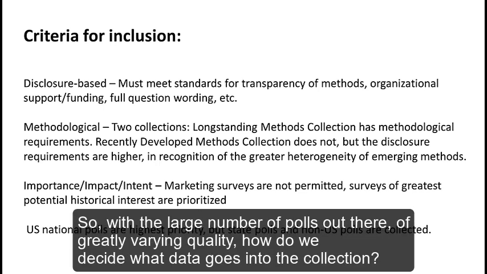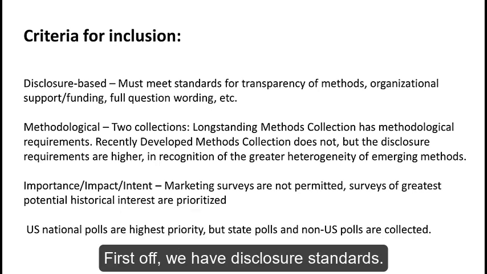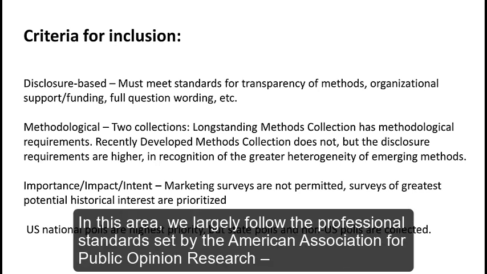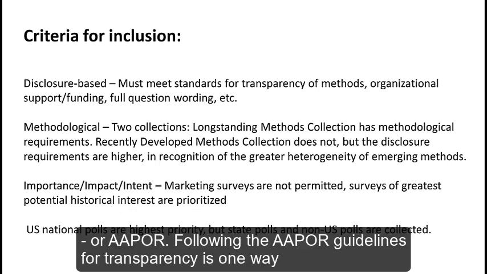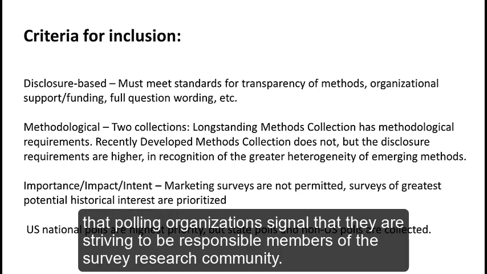So, with the large number of polls out there of greatly varying quality, how do we decide what data goes into the collection? First off, we have disclosure standards. In this area, we largely follow the professional standards set by the American Association for Public Opinion Research, or AAPOR. Following the AAPOR guidelines for transparency is one way that polling organizations signal that they are striving to be responsible members of the survey research community.